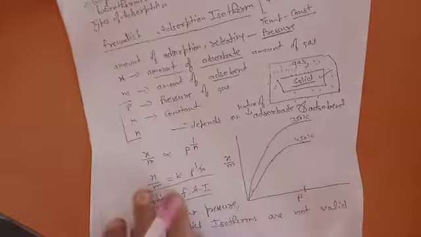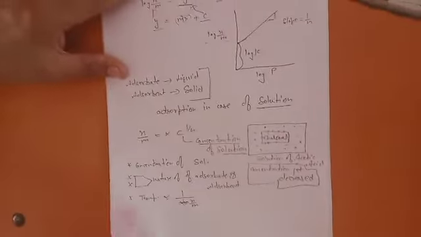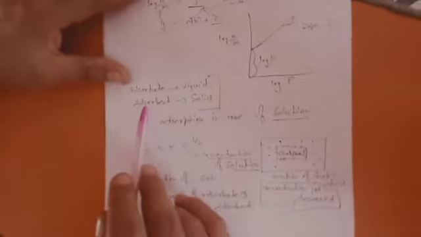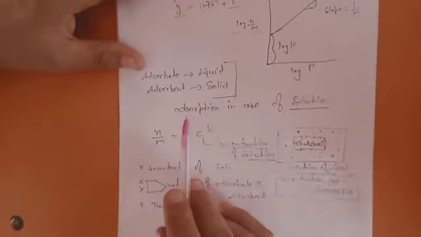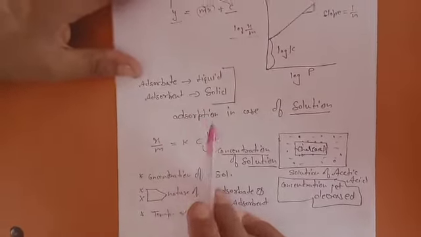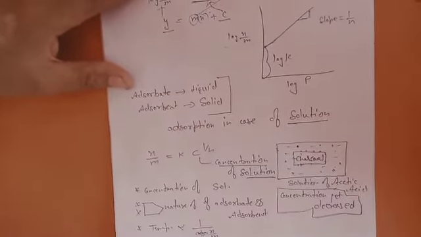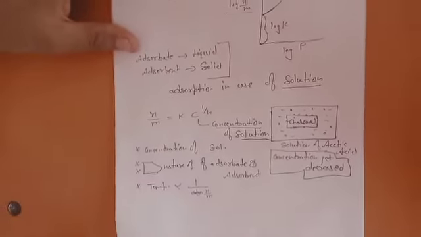Okay, so this is about all Freundlich adsorption isotherm. We have discussed both cases. One case is when the adsorbate is gaseous, gaseous adsorbing on a solid adsorbent. The second case is when a liquid adsorbate is adsorbing on the solid adsorbent. Okay, this is called adsorption in solution, as opposed to adsorption from the gaseous phase.